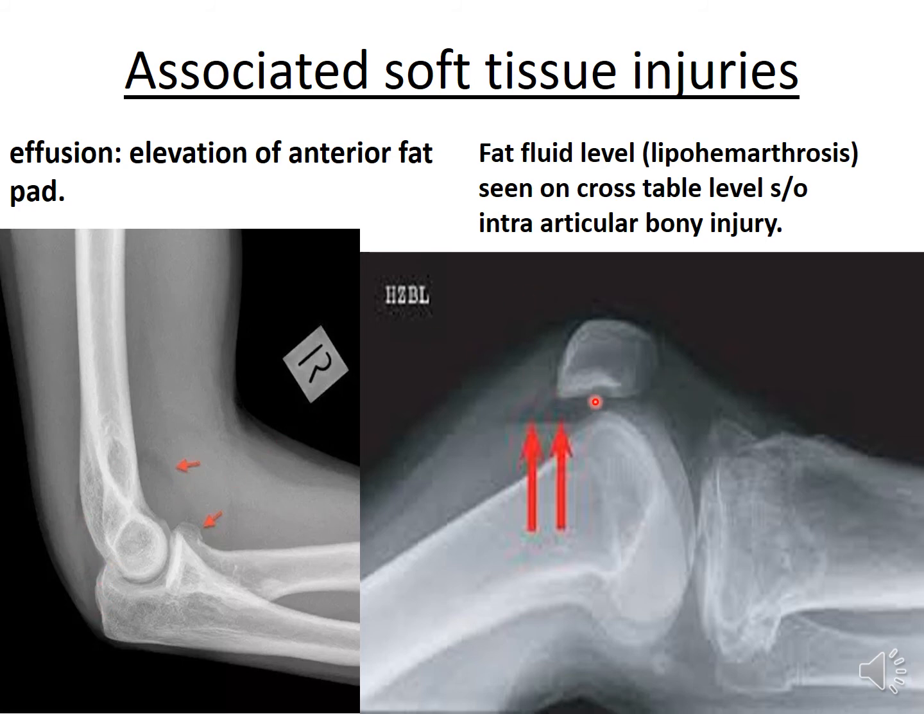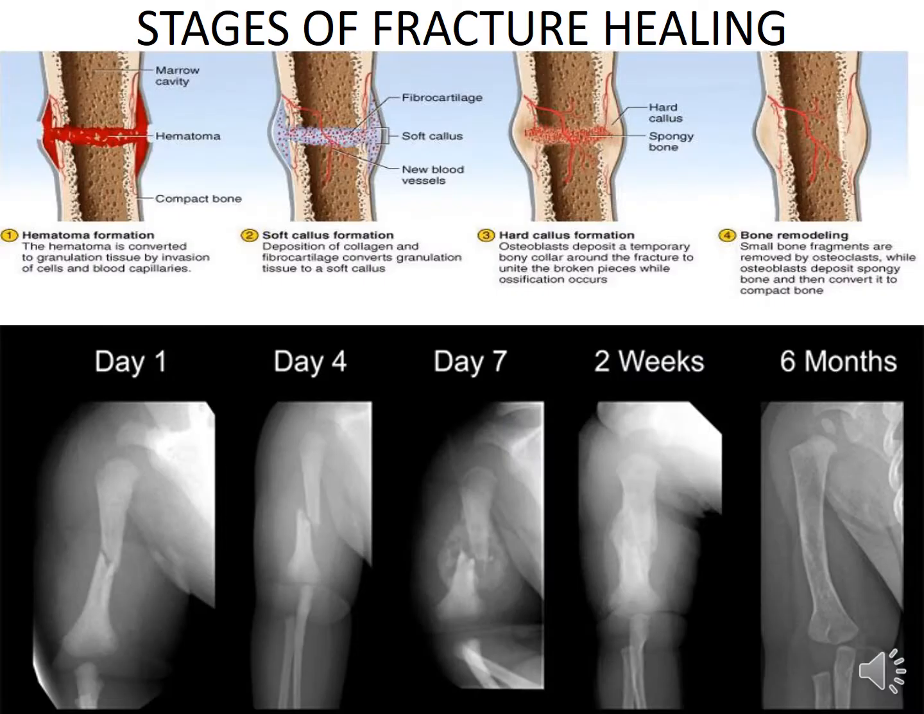Here we can see the fat fluid level. This radiolucent area represents the fluid, and this radiodense area represents the fat. So it's a fat fluid level. It is also called lipohemarthrosis, seen on the cross table view, suggestive of intra-articular bone injury.